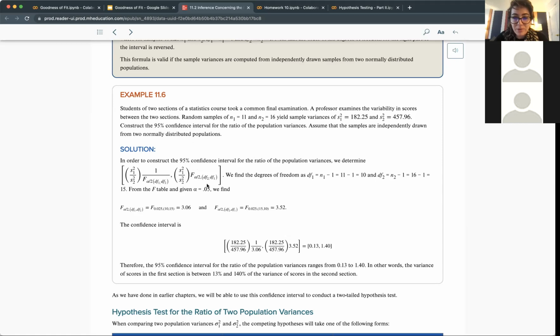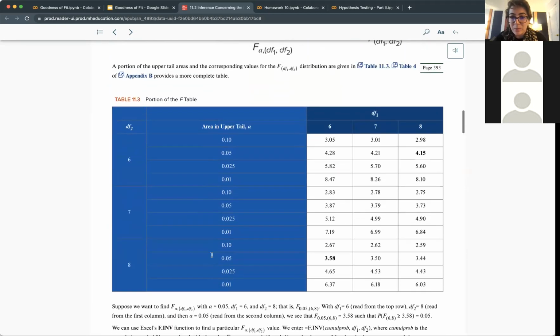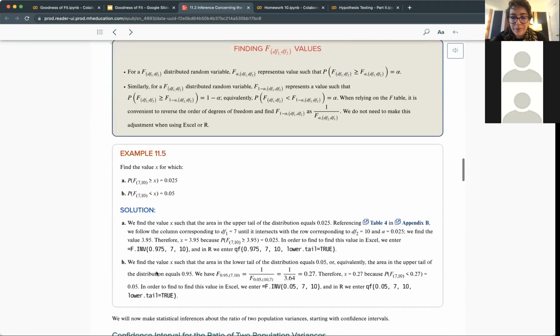And so this walks through what we just did in Python. If you wanted to use the table to get these critical value scores, you also could do that, and in the textbook here, it walks through how you would do that, and the differences with these two different degrees of freedom and what you're trying to calculate for.